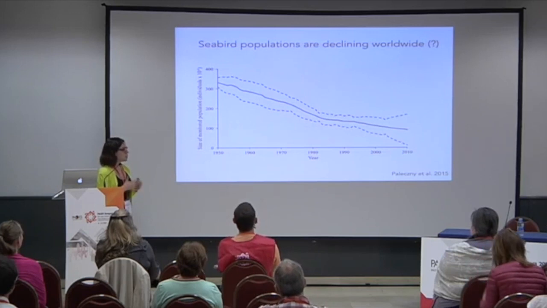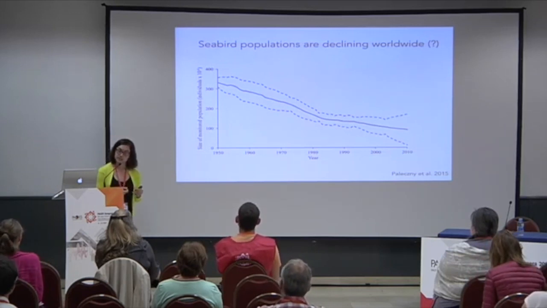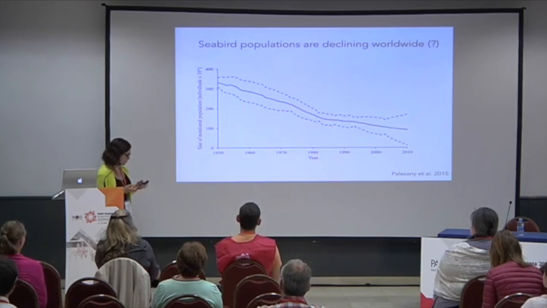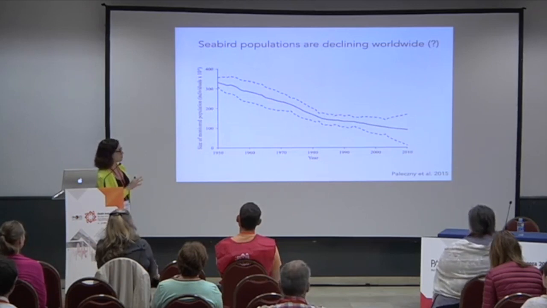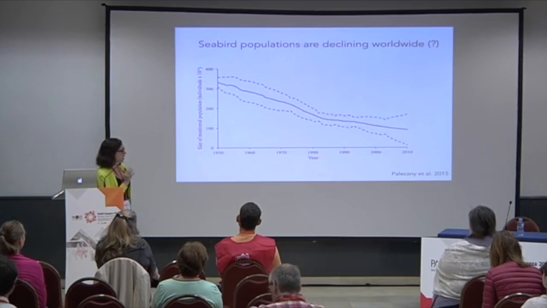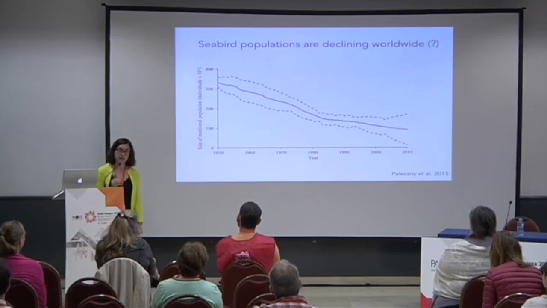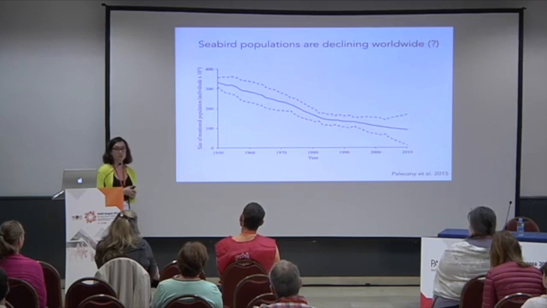There have been many studies that have shown that seabird populations are declining. This is a recent synthesis paper that suggests that this phenomenon is occurring worldwide. You can see this downward trend in over 3,000 different seabird populations from around the world. This is attributed to human impacts on the ocean, such as overfishing and pollution. But seabirds can also respond to natural ocean-atmosphere variability.